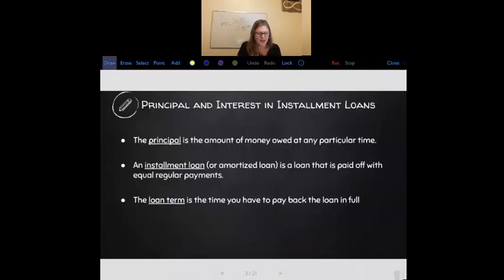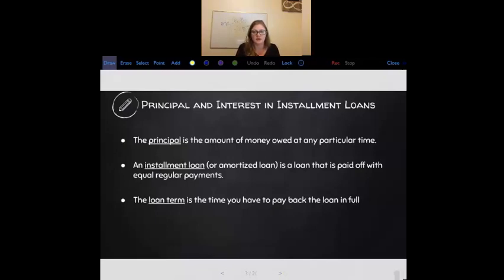So first, some terminology. Principal is the amount of money owed at any particular time when we're dealing with the monthly payment amount. When you take out a loan, the starting principal is how much you're borrowing, and then after that, as you pay down the loan, that principal amount will change as you're paying it off.